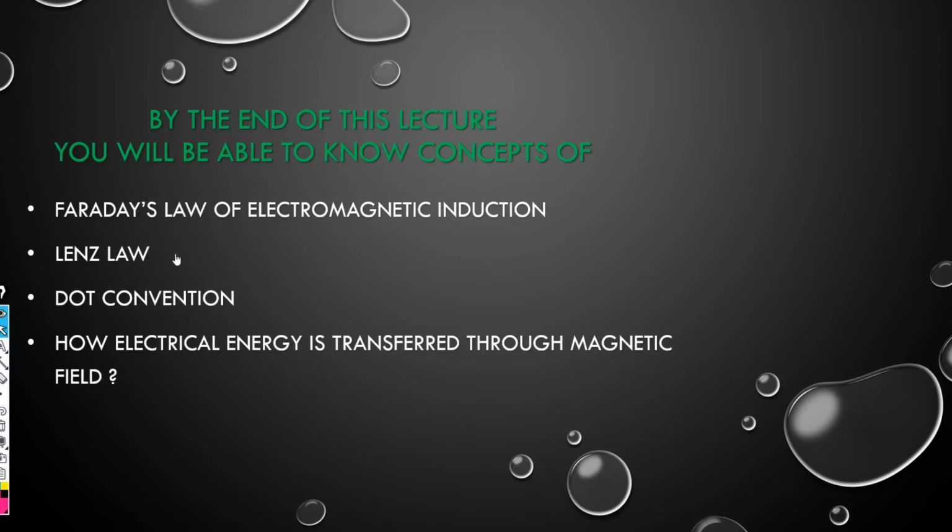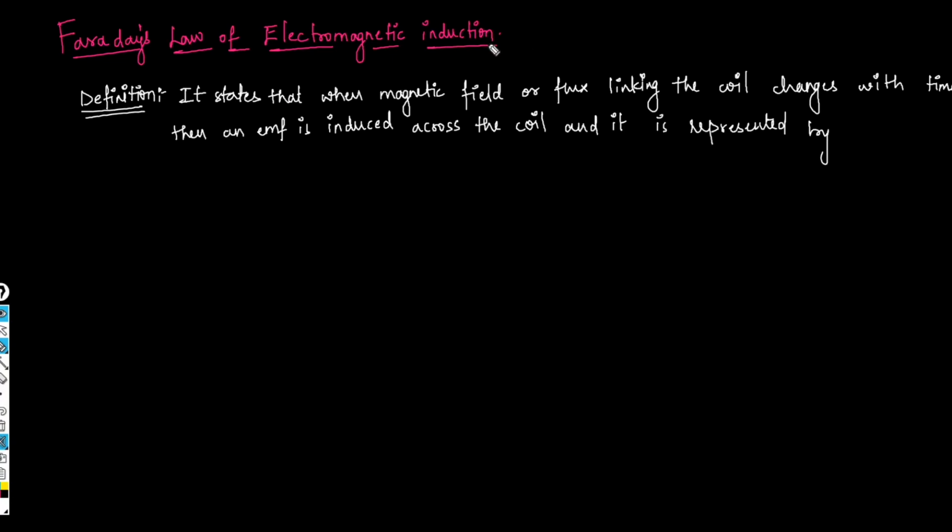So let's start with Faraday's laws of electromagnetic induction. The definition states that when the magnetic field or flux linking with a coil changes with respect to time, then an EMF is induced across the coil, and it is given as E is equal to, that is, EMF induced is equal to minus N d phi by dt.